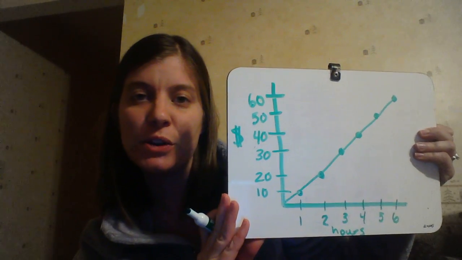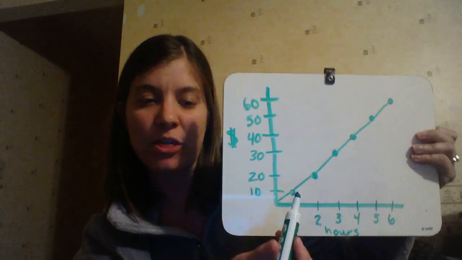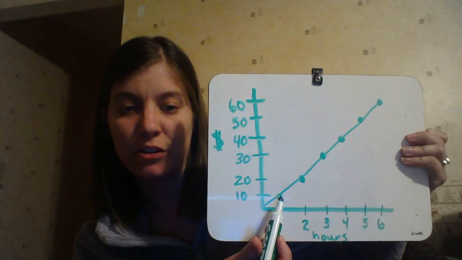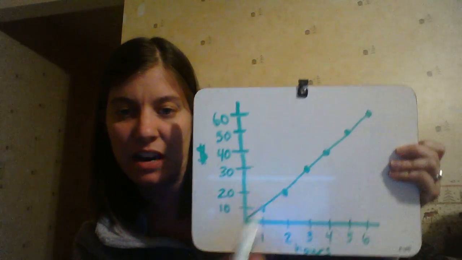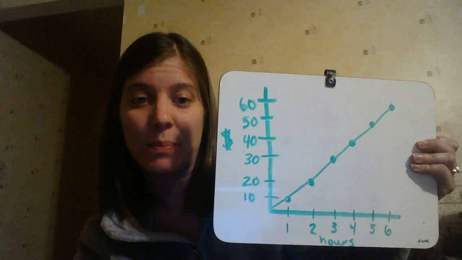Now, if we wanted to create an equation to represent this, looking at this, I can tell that for every hour, I'm earning $10. It's another hour, it's another $10. Another hour, another $10. Now, not all graphs are that obvious to tell what they're going up by.